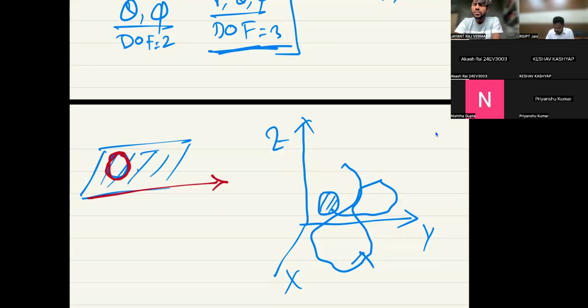This is, let's say, x. This direction is y, and the vertical direction is z. Then this ball is rolling on this surface. How many degrees of freedom does it have? This ball is restricted only to the xy plane, so it will have 2 degrees of freedom.